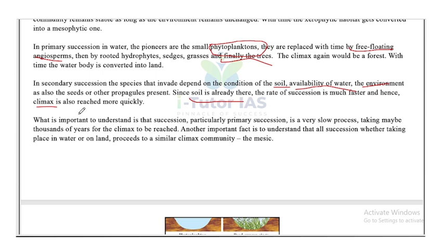What is more important to understand is that succession, particularly the primary succession, is a very slow process, taking maybe thousands of years for the climax community or the climax condition to be reached. Another important fact to understand is that all succession, whether taking place in water or land, will lead to similar climax communities. That is the mesic condition. So from extreme conditions to moderate conditions will be the final product of this succession.